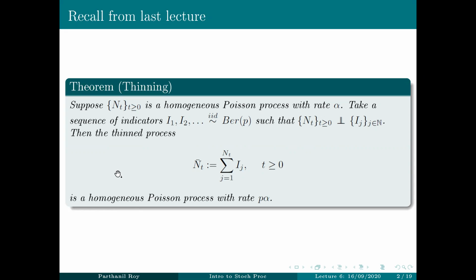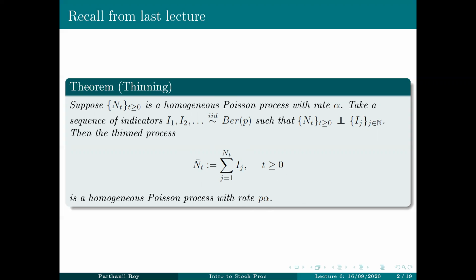We also discussed what this N bar_t means. Basically, you have the homogeneous Poisson process and you have the arrivals. Now, each arrival survives with probability p, independent of each other and also independent of the entire process of arrivals. Then the process of surviving arrivals is again a homogeneous Poisson process, and that has rate p alpha. That's precisely the statement of this theorem.